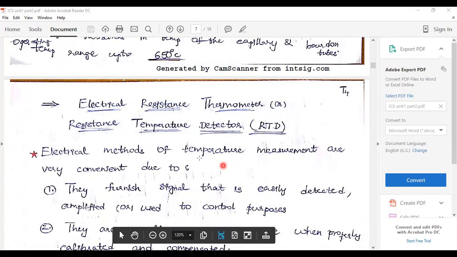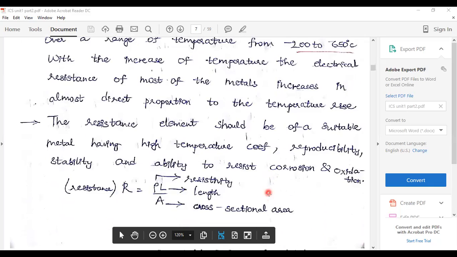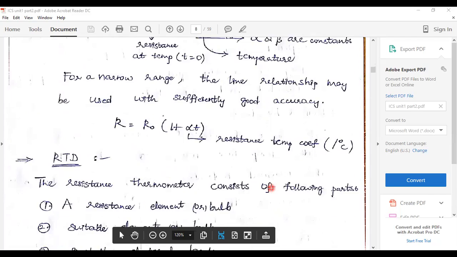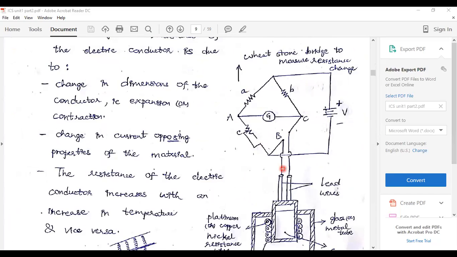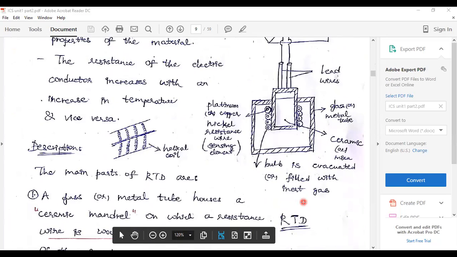Here, RTD. In the previous class, we have seen this RTD, resistance thermometer. This is the Wheatstone bridge, and this is the RTD. In this way, RTD can be connected in the Wheatstone bridge position, and we can measure the temperature.